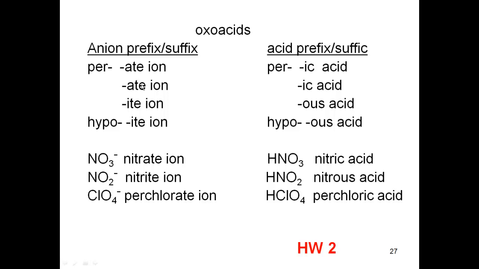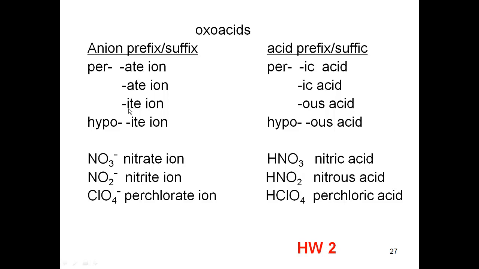If we have an ate ion, same thing, we take the ate and we change it to ic. Example, nitrate ion. We've got NO3 minus, we memorized that as nitrate ion. I add a hydrogen to it. Now I have HNO3. Now that's referred to as nitric acid.